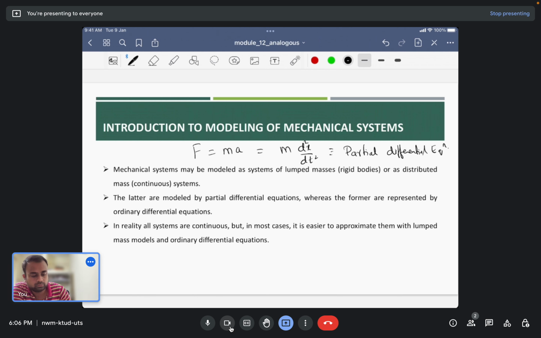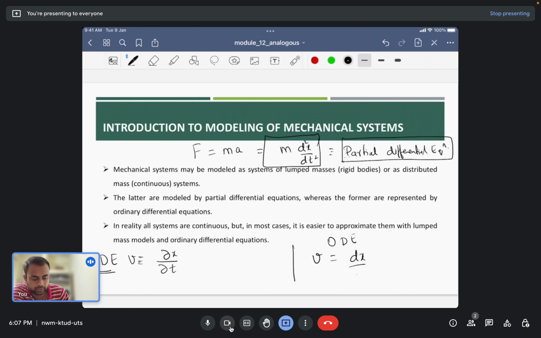So let us first define what a partial differential equation, or PDE, is. Here we have written an ordinary differential equation. The main difference is that in a partial differential equation, we use a symbol known as dou, for example dou by dou x of any quantity. Let us suppose we are writing for velocity: the change in displacement with respect to time, dou x by dou t. In an ordinary differential equation, we write v is equal to dx by dt.